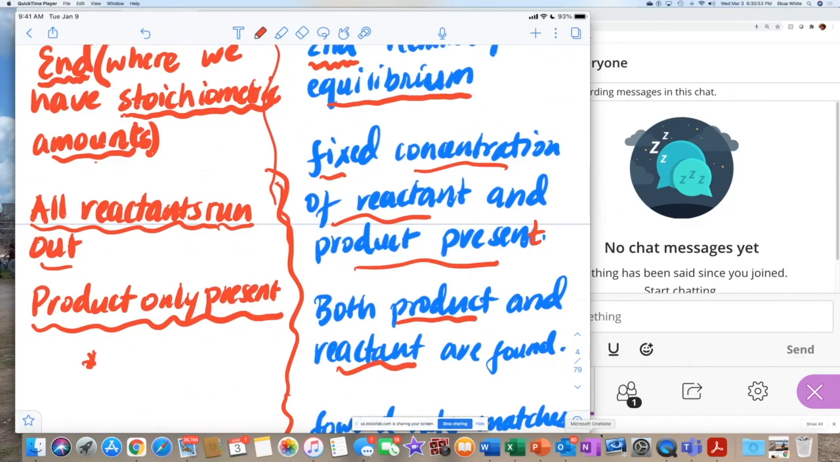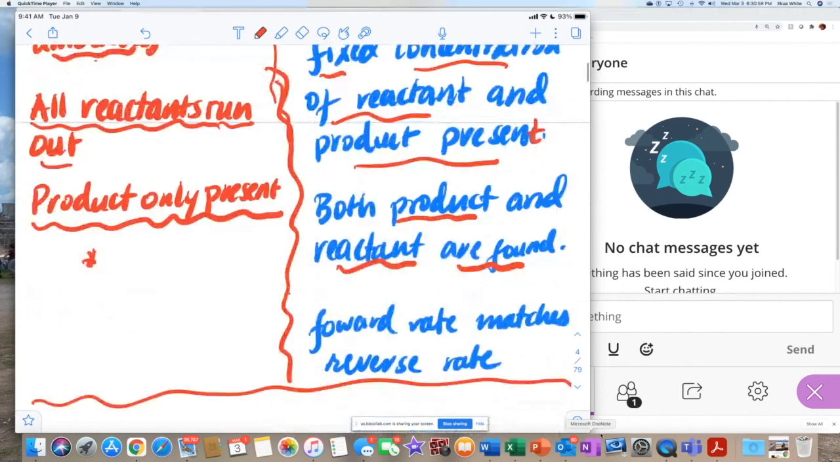All your reactants will be present. All your products will be present. They will just be present in a fixed amount. They're all found. You do a roll call and they're all there. Now, the forward rate will be equal to the reverse rate.